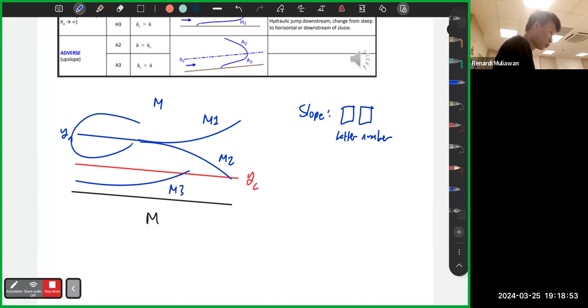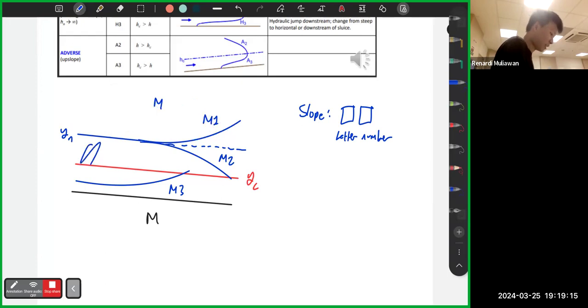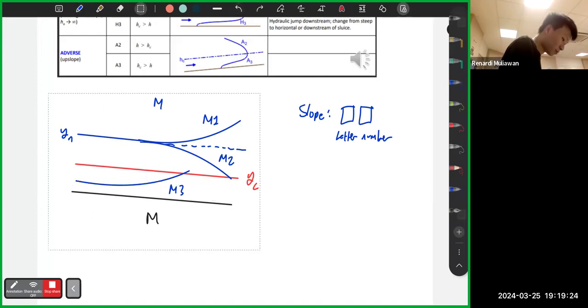Take note that it doesn't always start from YN. It only cares about which slope the curve happens at, and also the location. The boundaries of the number are the YN and YC. So if it's in this area, the number is 1. If it's in this area, it's 2. If it's in this area, it's 3. It's that simple. So this is for M slope.